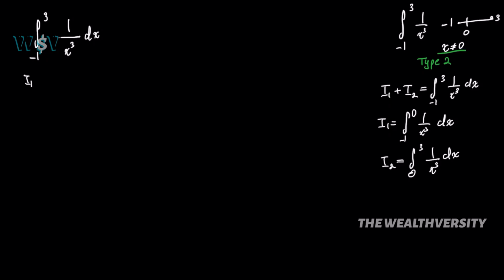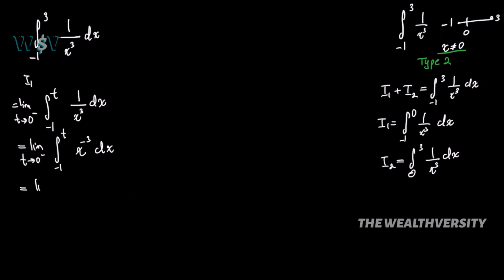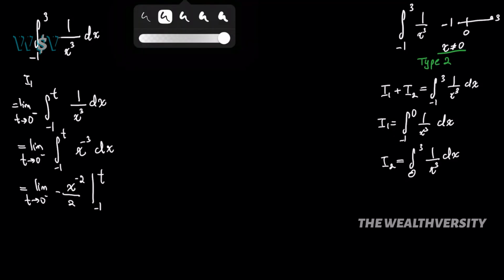We will start by evaluating integral 1. So we have limit as t approaches 0 from the left side for the integral 1 over x cubed from negative 1 to t. We flip the integral to become x to the power of negative 3, so it's easier to integrate. And know that its antiderivative is negative x to the power of negative 2 divided by 2. Now we evaluate it from negative 1 to t.